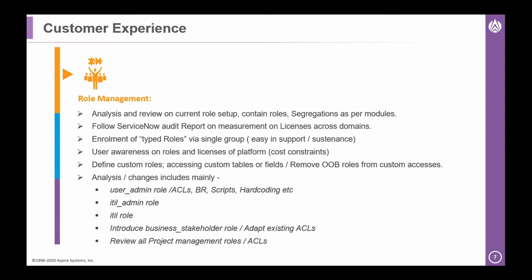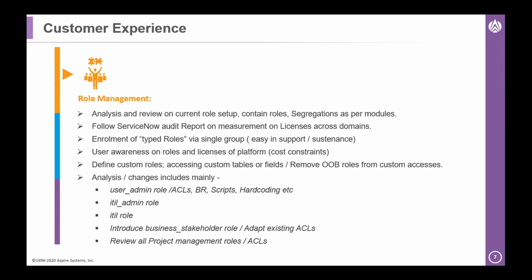We also need to understand if you are just using the IT process or ITSM process, or if you have also extended your ServiceNow instance to business workflows, because business workflows qualify for another type of role. So you need to, of course, discuss this with your ServiceNow account manager to have more understanding on this. Enrollment of roles via a single group is in support and sustenance. So this is what we have covered.